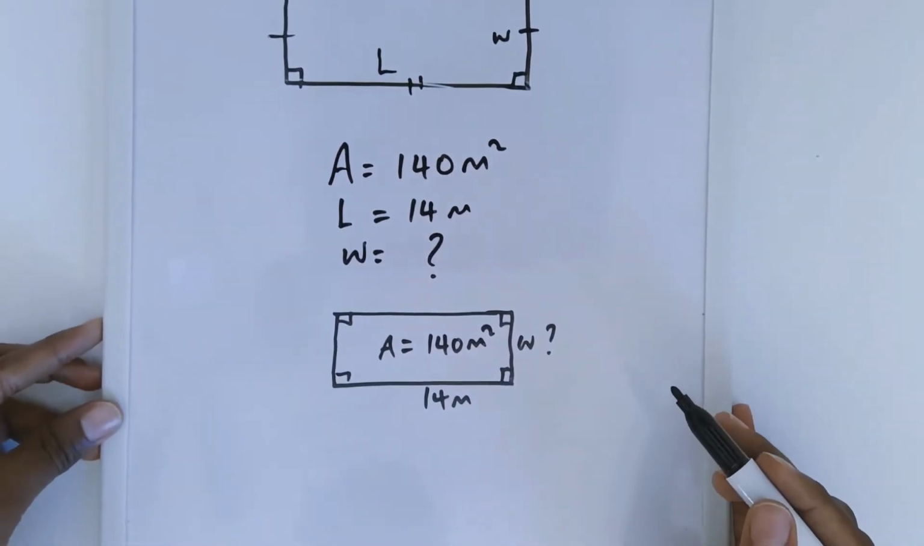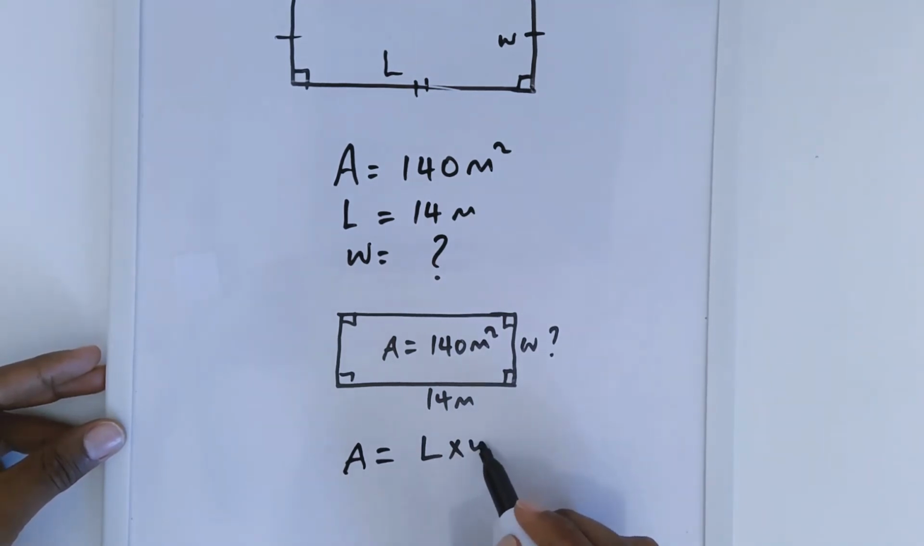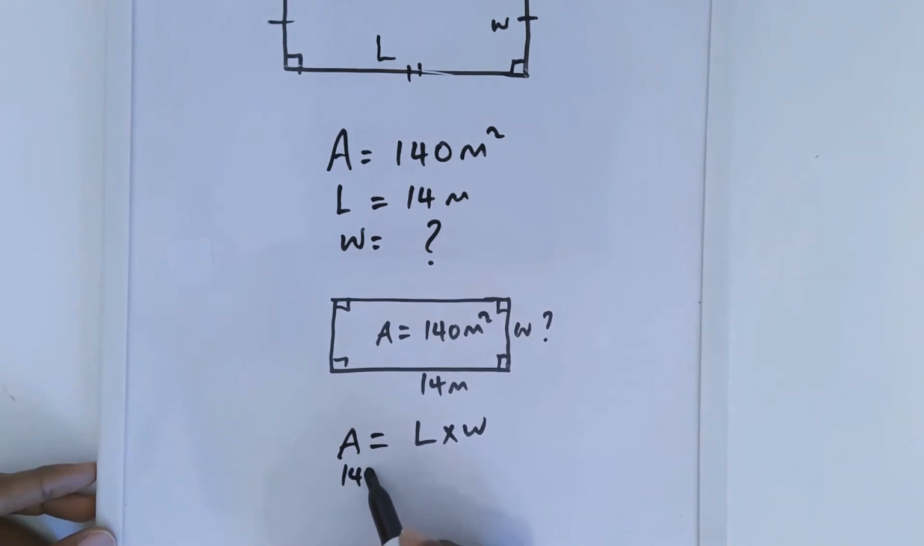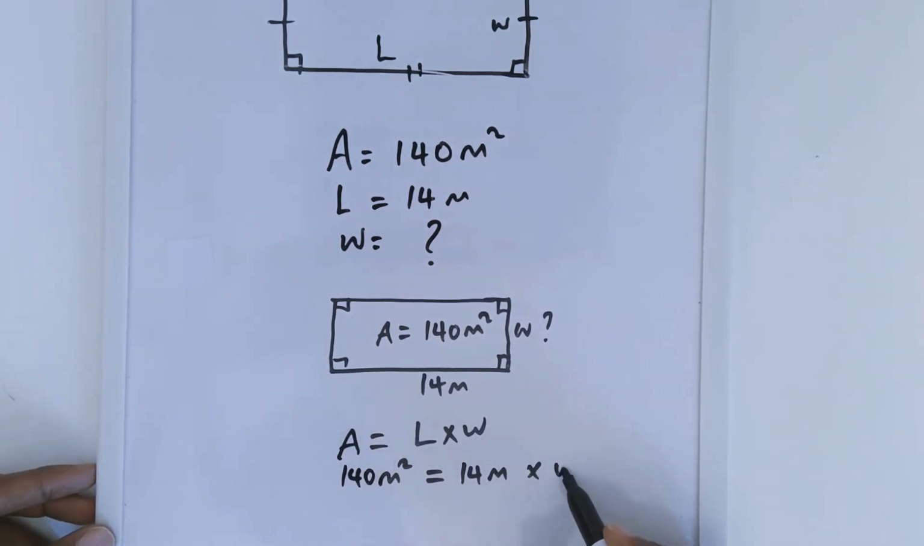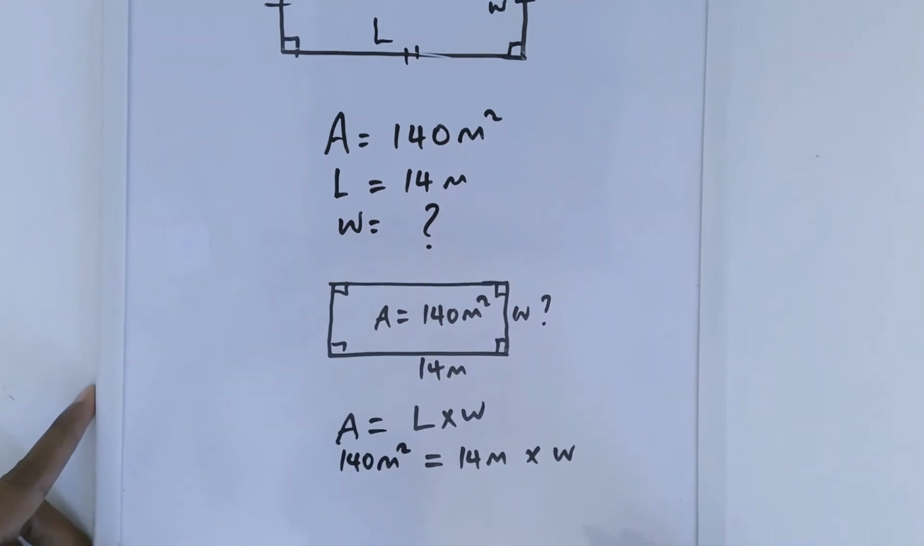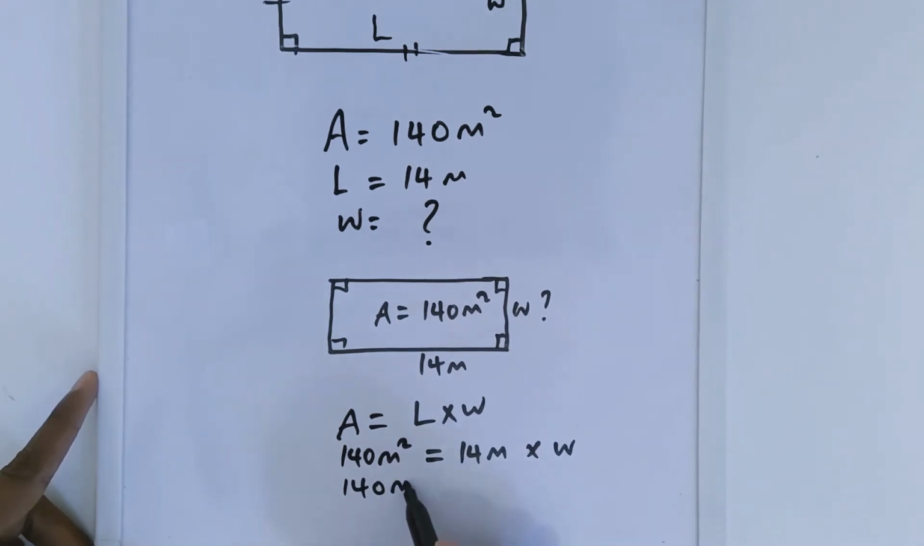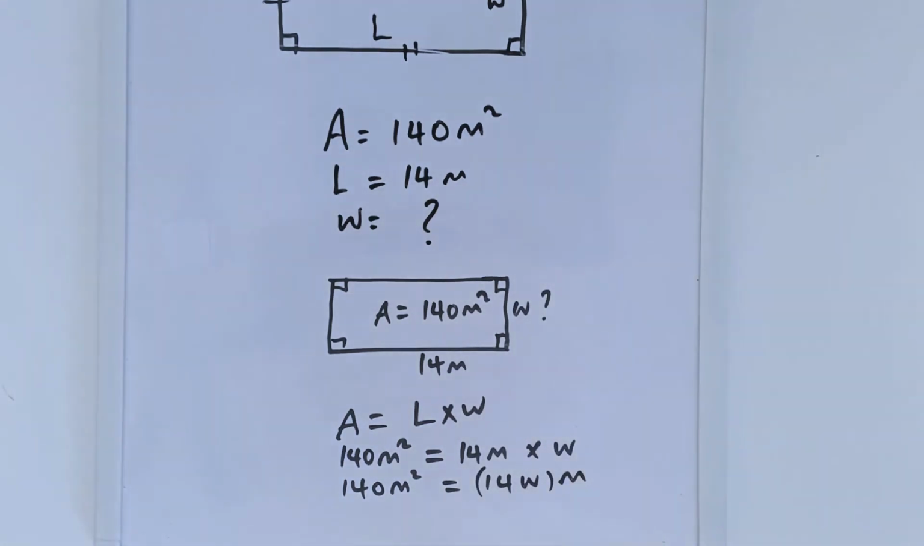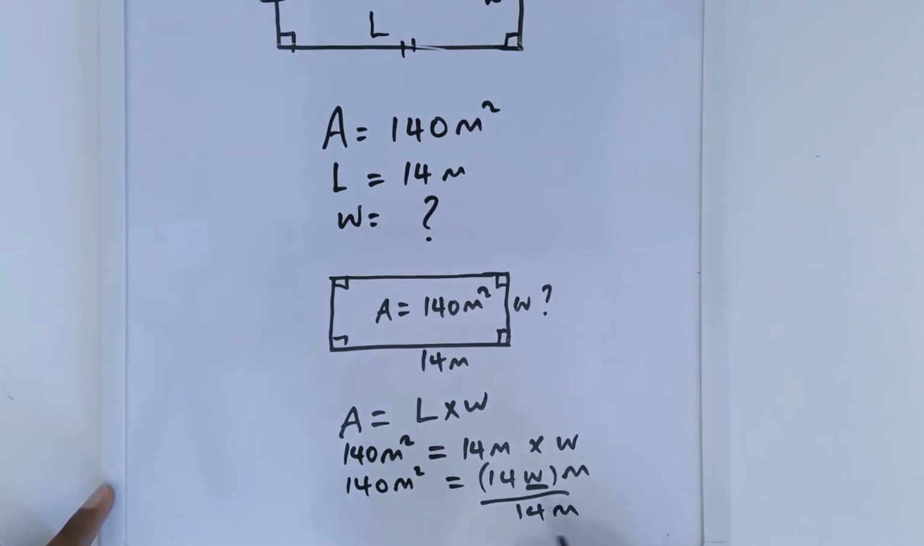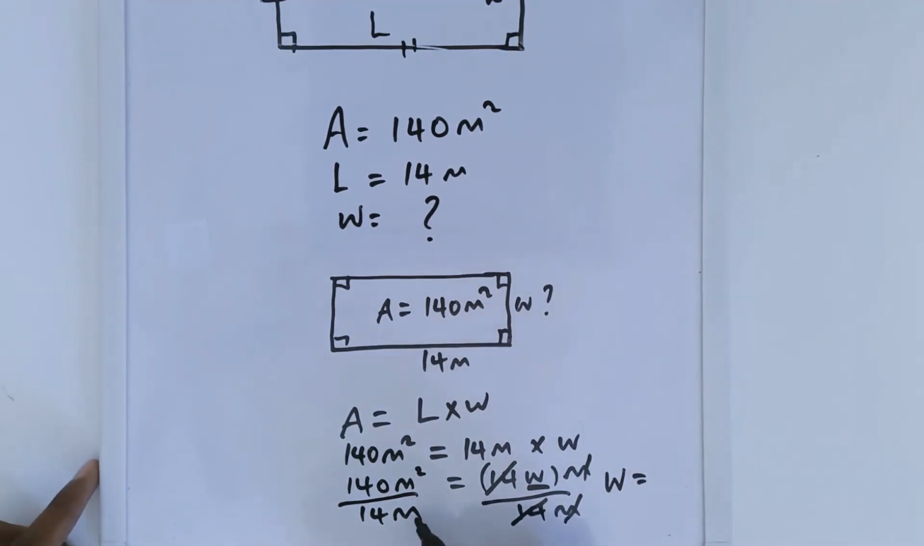So we said the formula is area is equal to length times W. The area is given as 140 meter squared. That is equal to length, which is given as 14 meter, multiplied by the width, which is unknown. So this will give me 140 meter squared is equal to 14 meter times W. The unit here is meter. So in order to find W, what we have to do is we divide 14 meter both sides. Meter here will cancel that meter. You are left with W only on this side, which is equal to, and here one meter will cancel another meter, so you are left with one meter.